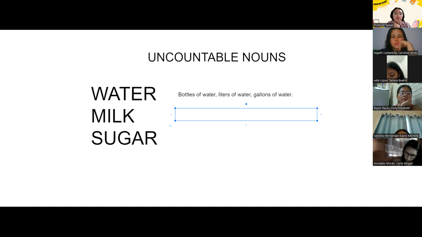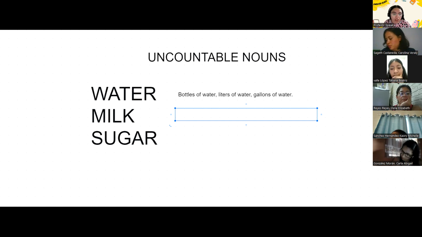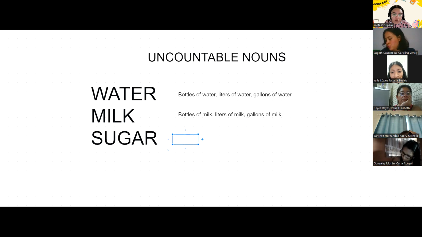Pero ¿a qué le va? ¿Qué es lo que va a ser plural cuando ocupemos la medida? Lo mismo, no va a ser plural milk or water or sugar, sino que la medida, for example, bottles of water, eso va a ser plural. Liters of milk, es eso, la medida, lo que va a ser plural si se está refiriendo a varios. Then we have sugar. In sugar we have, for example, bolsas. Bags of sugar. Bags of sugar.